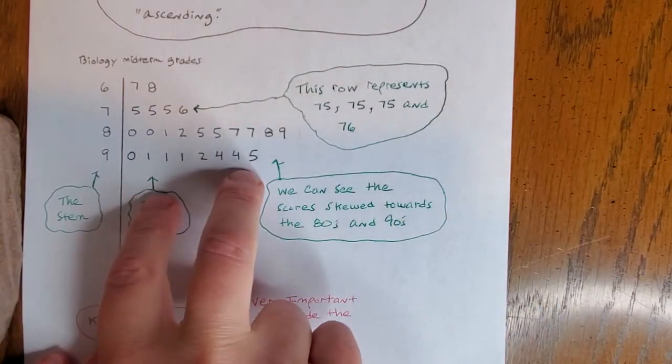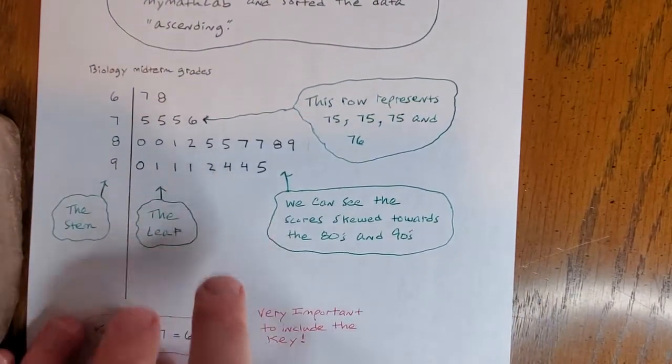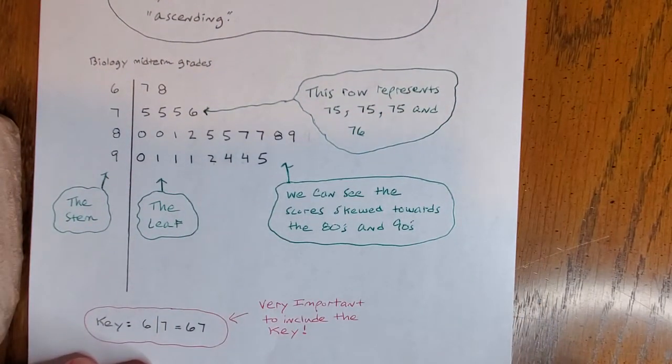But these numbers are the same as these. They're just organized and visualized, okay? All right, so that's what a stem and leaf plot is, and that's how you make one.